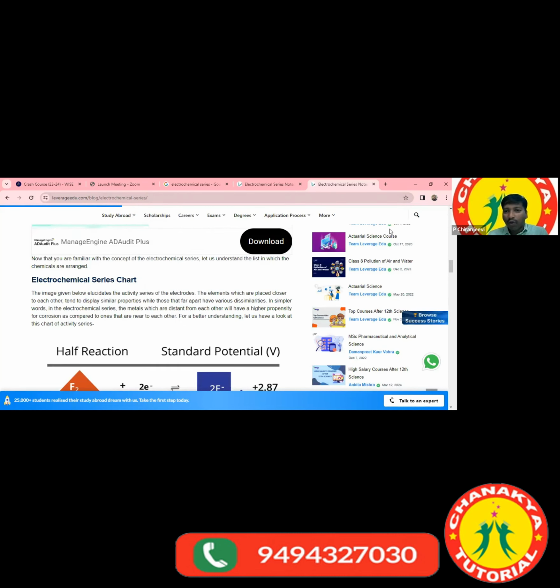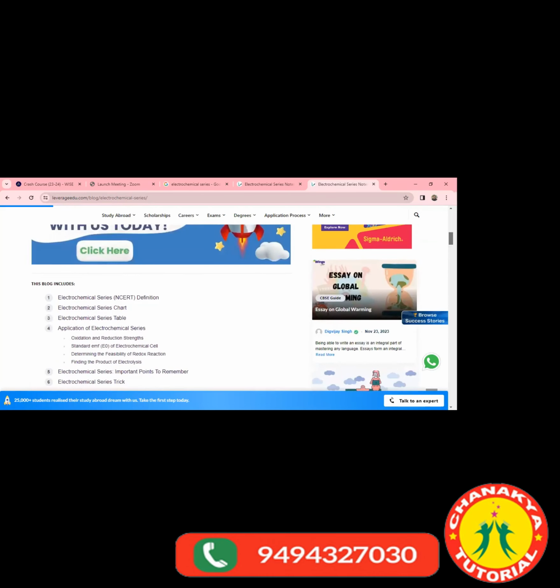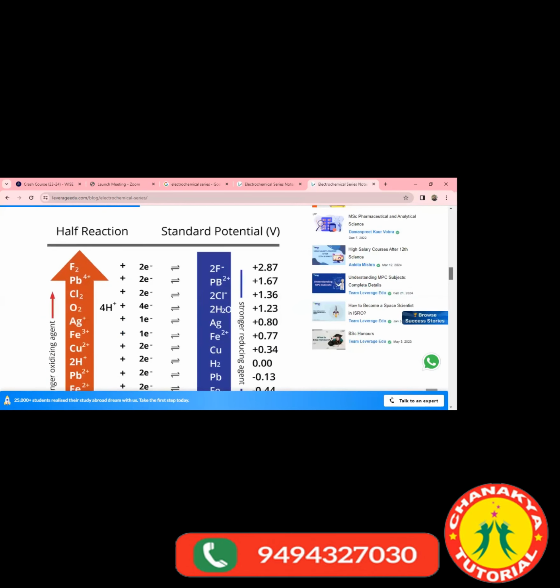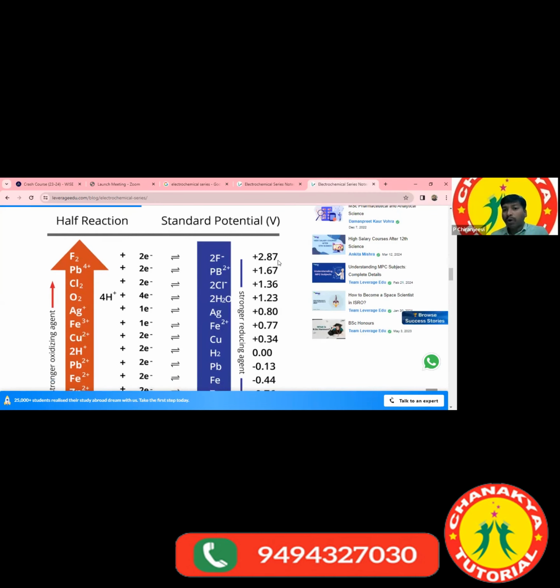Among fluorine, chlorine, bromine, iodine, which one acts as a strong oxidizing agent? Which one has the highest value? Fluorine has plus 2.87. So that means fluorine acts as a strong oxidizing agent.